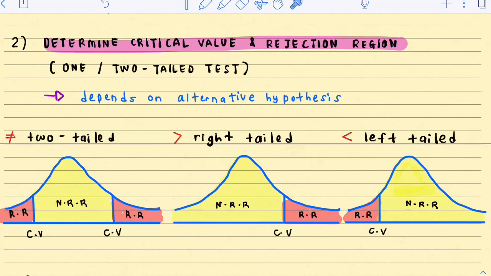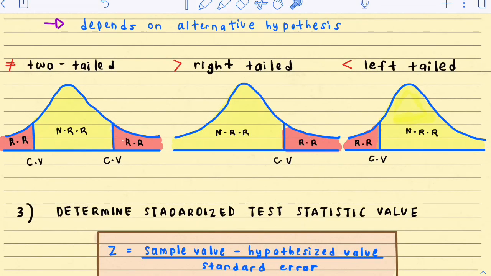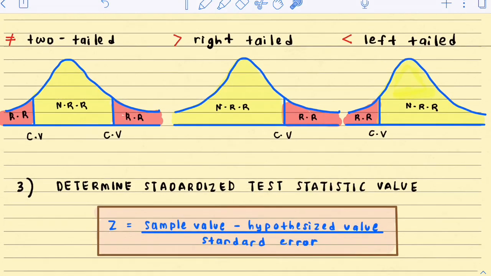Okay, why do you have to know about rejection region and non-rejection region? Because later on you will calculate the test statistic value, and then you will compare which region that value falls in, rejection region or non-rejection region, and then you will decide something based on the question. How to find the critical value? Later on we will discuss whether you are using the z-test or the t-test.